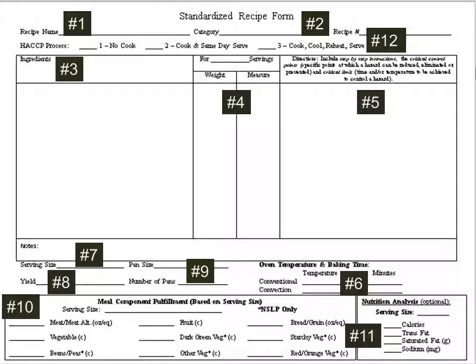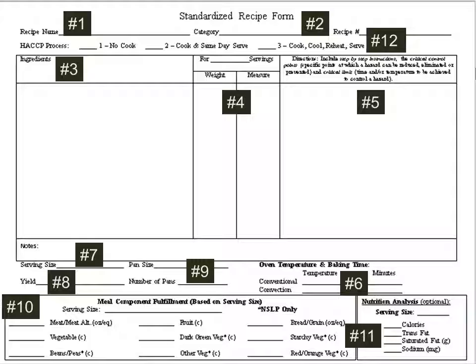Number 1 is the recipe name, the name that adequately describes the recipe. Number 2 is the recipe category, the recipe classification based on USDA or local defined categories such as main dishes or meat alternates. Number 3 are the ingredients, the products that will be used in the recipe. Number 4 is the weight and or volume of each ingredient, the quantity of each ingredient listed in weight and or volume. Number 5 are the directions, the step-by-step process for preparing the recipe.